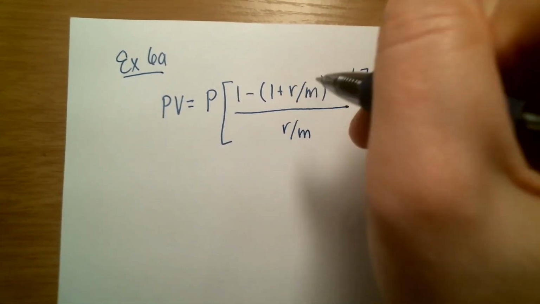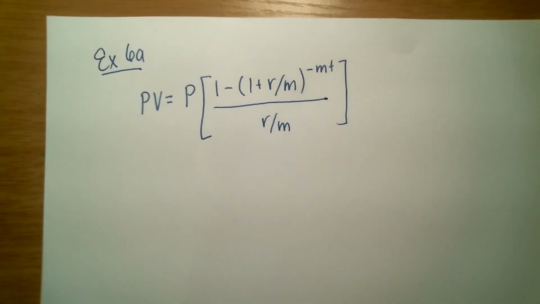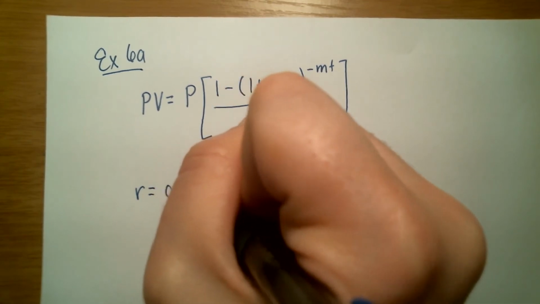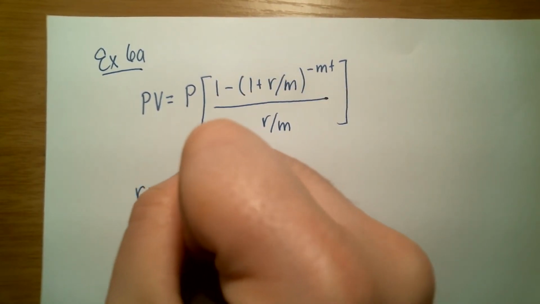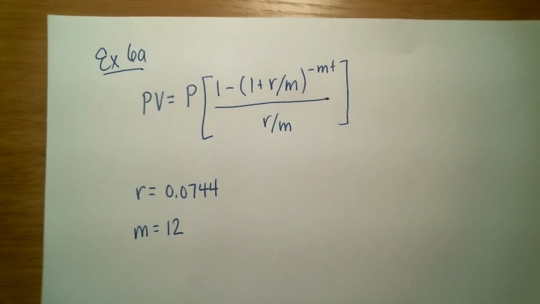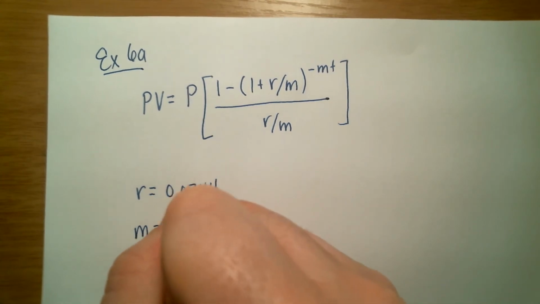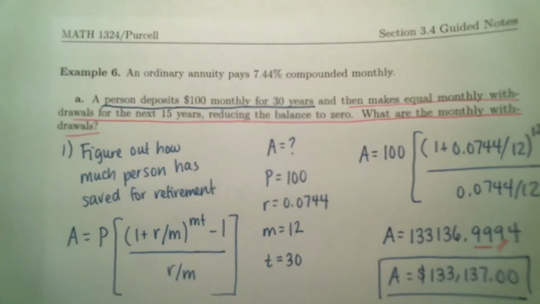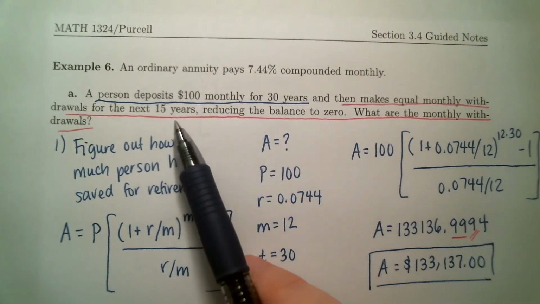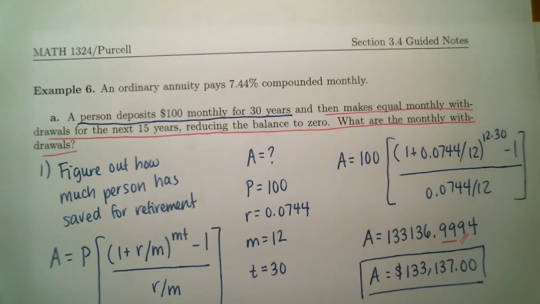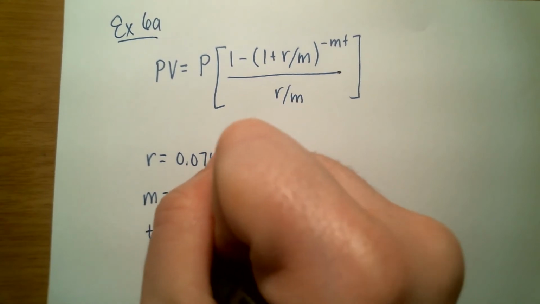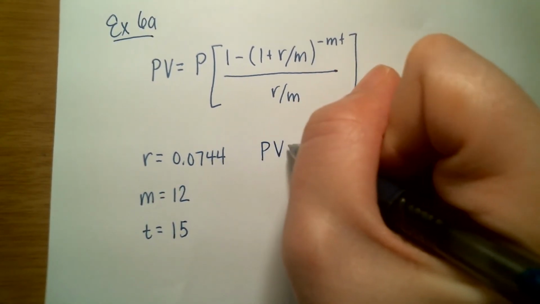Let's figure out what we know and what we need. The interest rate stays the same. It is 0.0744. Everything is still done monthly. This person is going to be receiving monthly checks out of this account. The timing has changed. If you go back and read the problem, once the retirement part hits, which I have underlined in pink, they're going to take money out of this account for 15 years. So time has now changed to 15 years. That leaves us with PV and P.